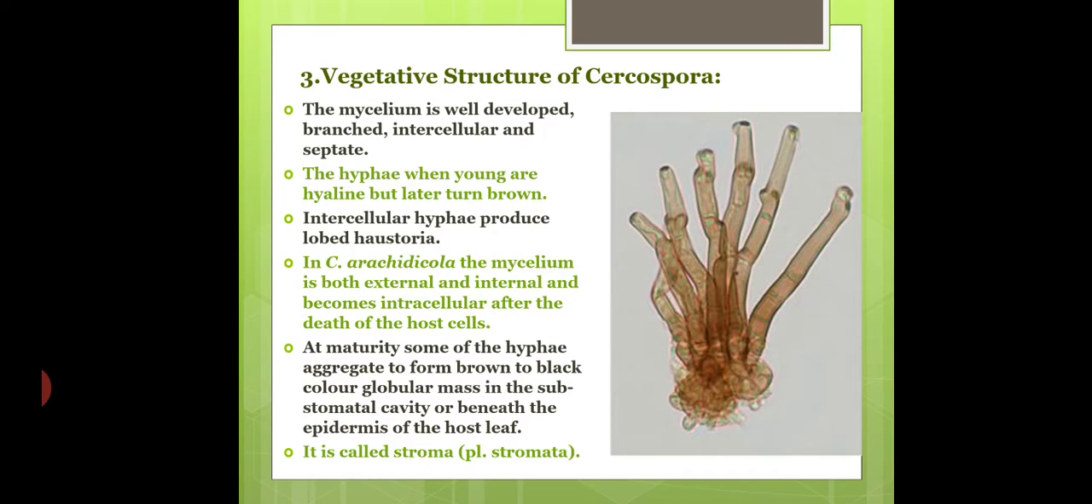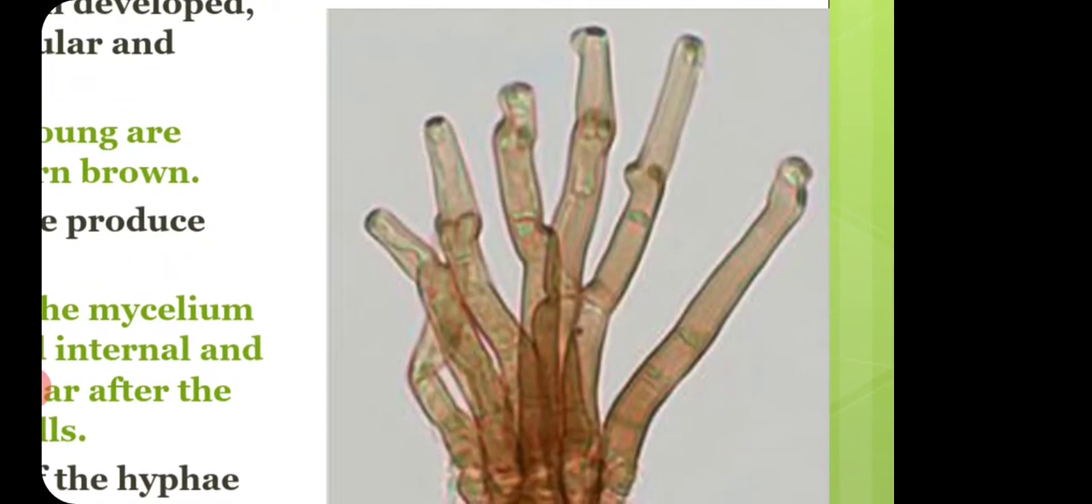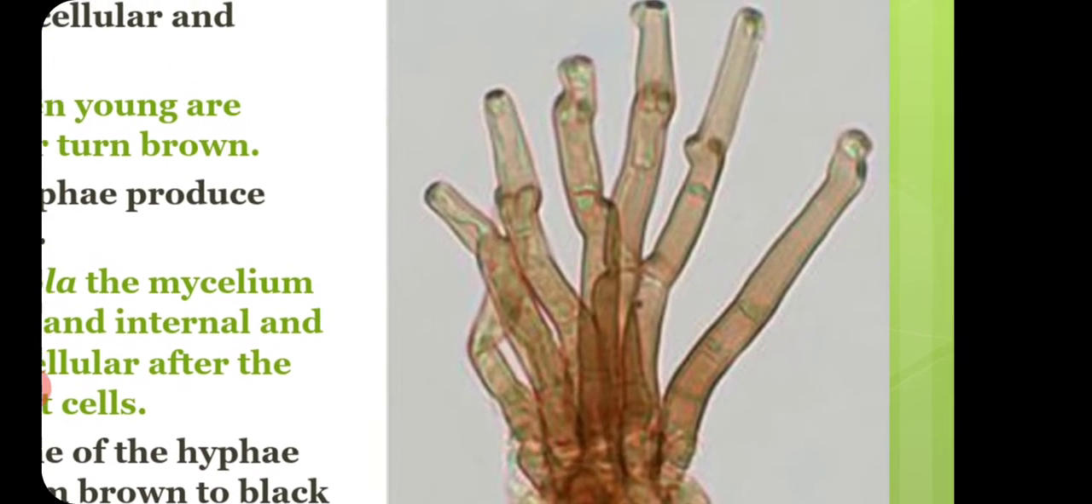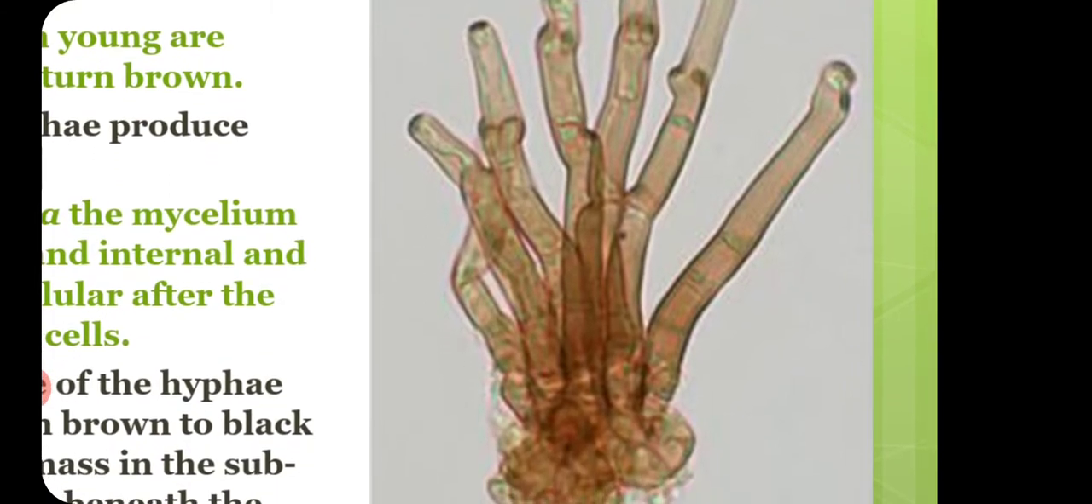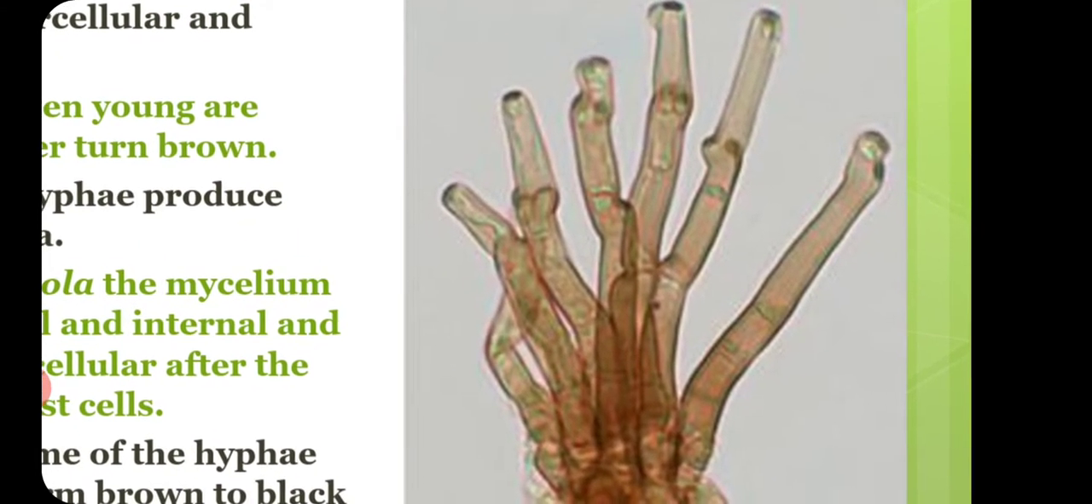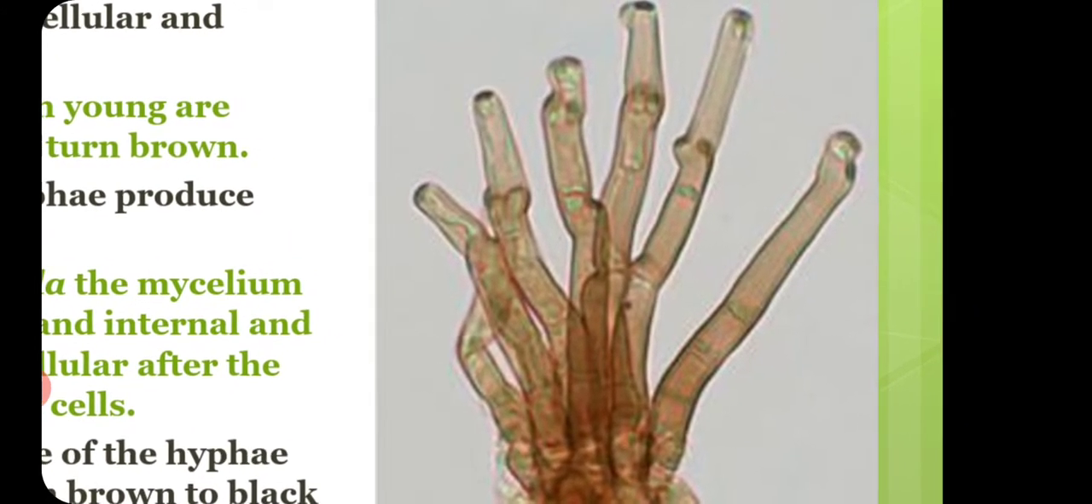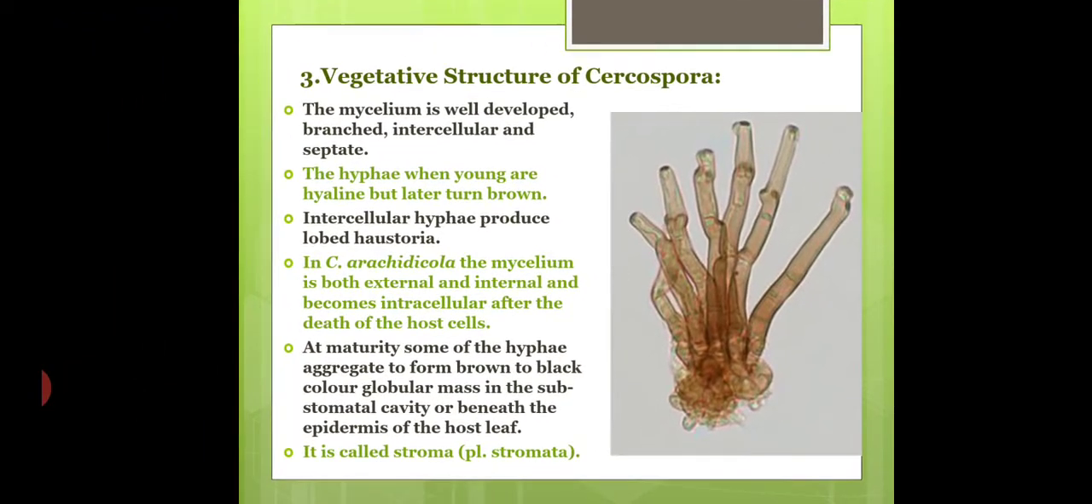The hyphae when young are hyaline but later turn brown. Here we can see the actual photograph. See this, it's somewhat translucent, and this is a matured condition, so it is brown in color. And intercellular hyphae produce lobed haustoria.